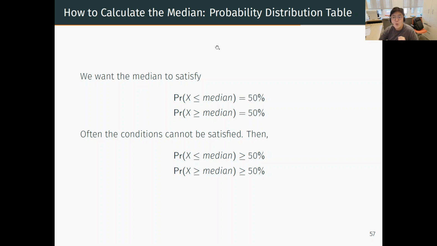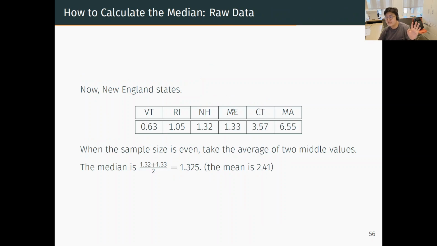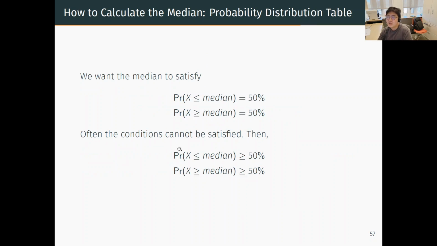But now the difference is we are going to use the probability distribution table to calculate the median. Previously, this is how you calculate the median from raw data, but now we are going to use the probability distribution. Then it's much more complicated because the definition goes like we hope to have the probability that the random variable being smaller than the median is exactly half, 50%, and also the probability of being greater than the median is exactly 50%, if possible. But later you are going to see an example.